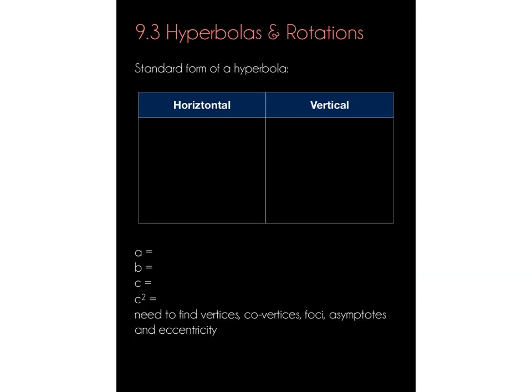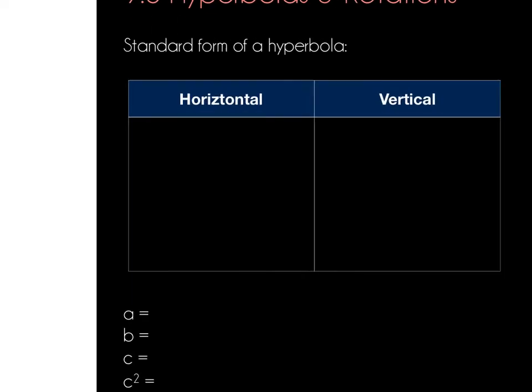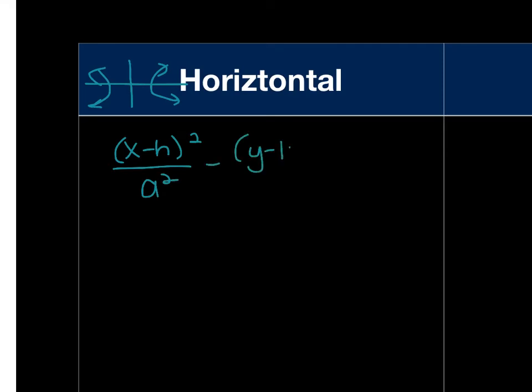Okay, then came the hyperbolas and the rotations. So standard form of a hyperbola, if it's a horizontal hyperbola, then that means that my branches are facing out. And this is (x minus h) squared over a squared minus (y minus k) squared over b squared equals 1. This time order matters because a is the first term or first denominator.